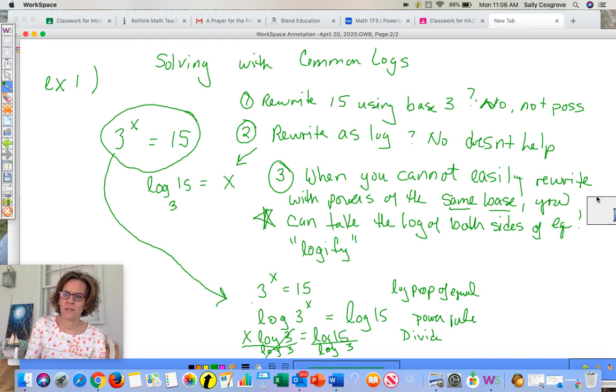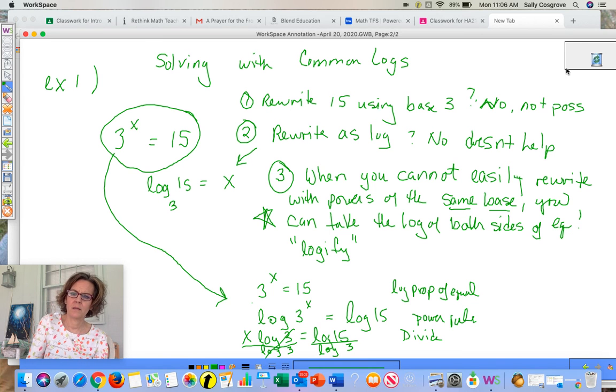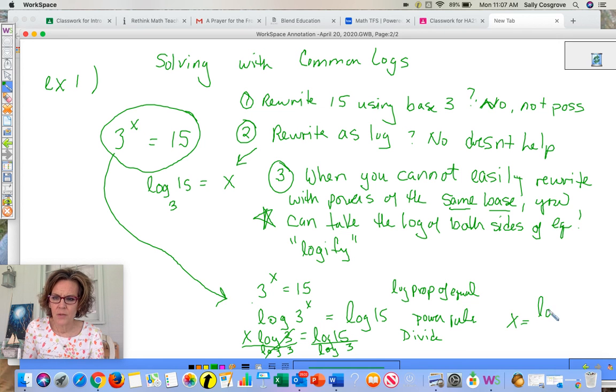Let me move this guy out of the way. And now we have x equals the log of 15 divided by the log of 3. Now, division does not come before logs, which are essentially exponents. Exponents come first. So you've got to find the log of 15 divided by the log of 3.